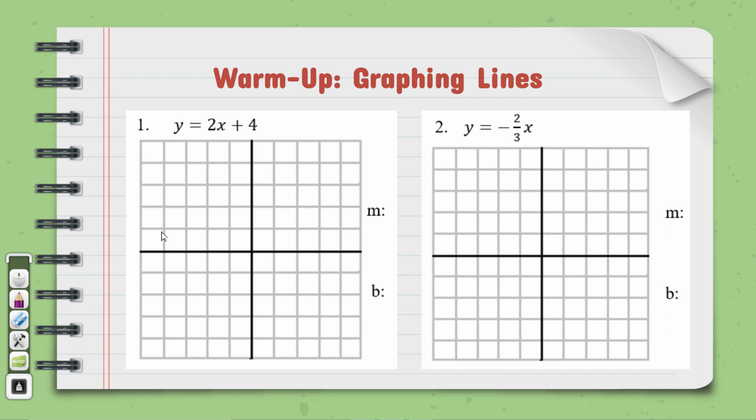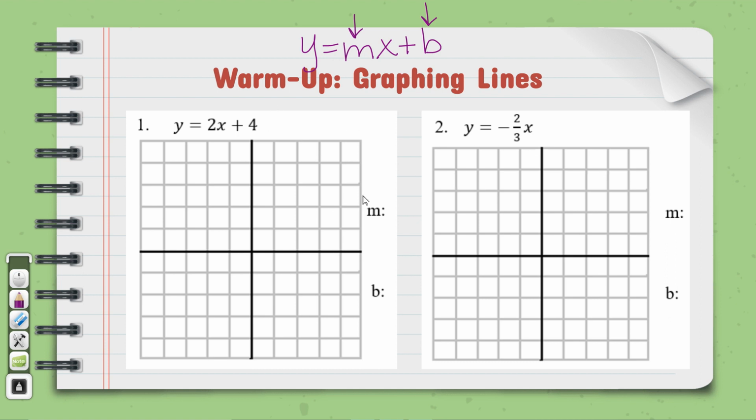So when we graph linear equations, the first thing we want to find is the y-intercept. Looking at our equations, they're both given in which form? Slope-intercept form. What is the equation for slope-intercept form? y equals mx plus b, where m is the slope and b is the y-intercept.